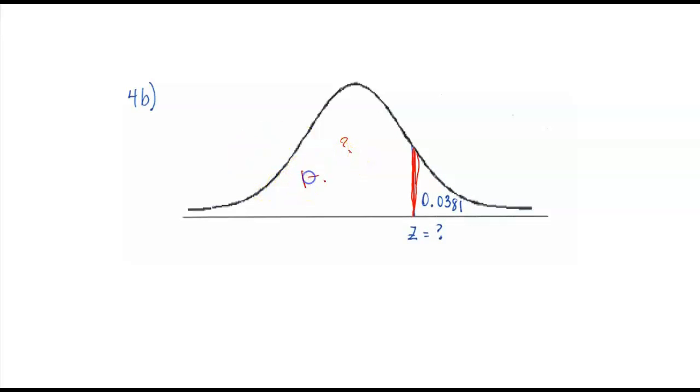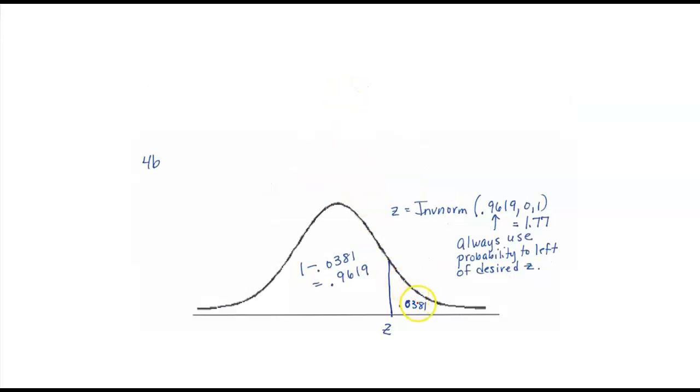So that's going to be 1 minus 0.038, so I'm going to have 0.9619. Okay, so from here, once I have the area to the left, my z-score is going to be the inverse norm of 0.9619, 0, and 1. So that value is going to be 1.77.